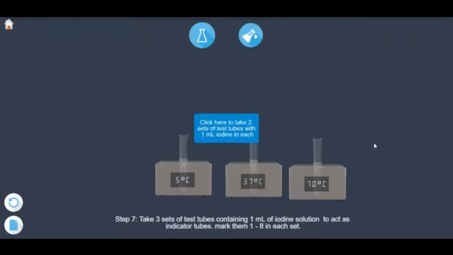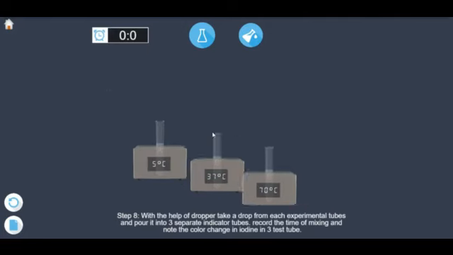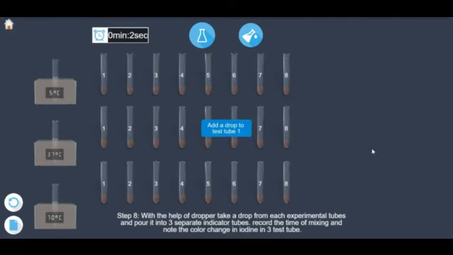Step 7. Take 3 sets of test tubes, that is, 8 test tubes in each set, containing 1 ml of iodine solution to act as indicator tubes. Mark them 1 to 8 in each set. Step 8. With the help of a dropper, take a drop from each experimental tube and pour it into 3 separate indicator tubes. Record the time of mixing as the 0-minute reading and note the color change in iodine in the 3 test tubes.